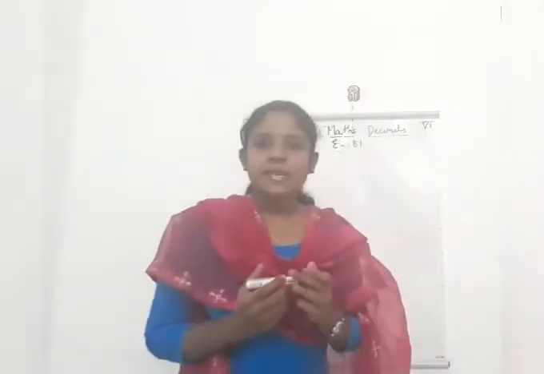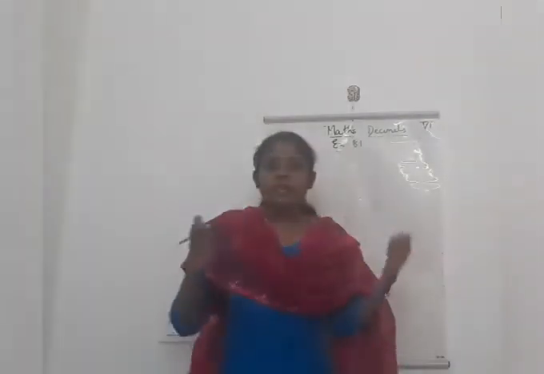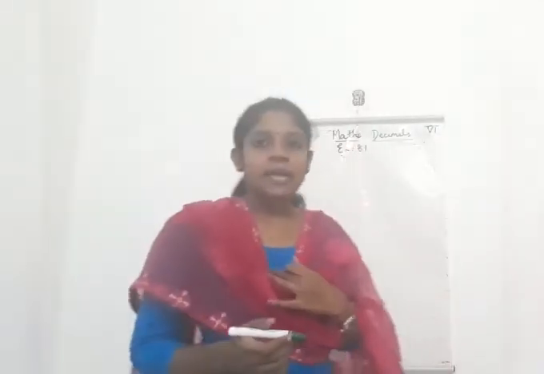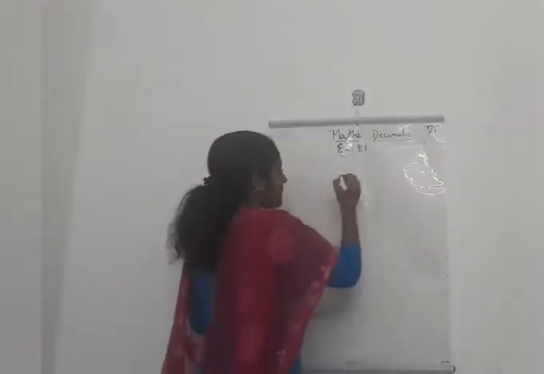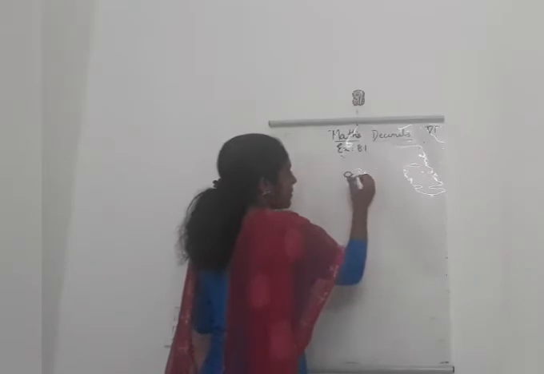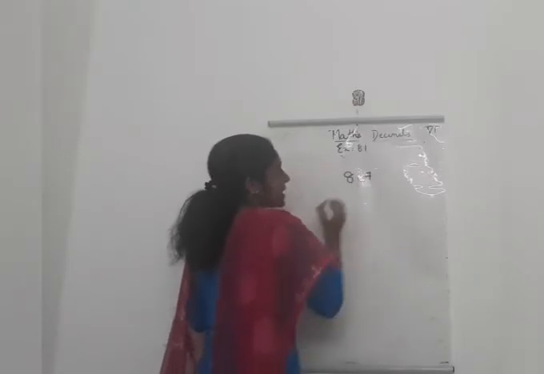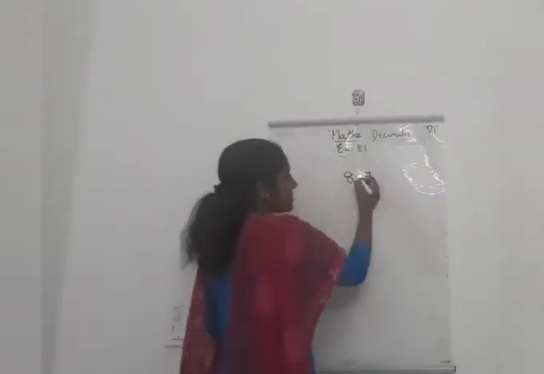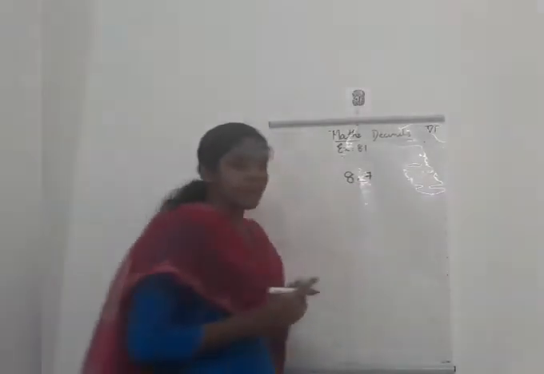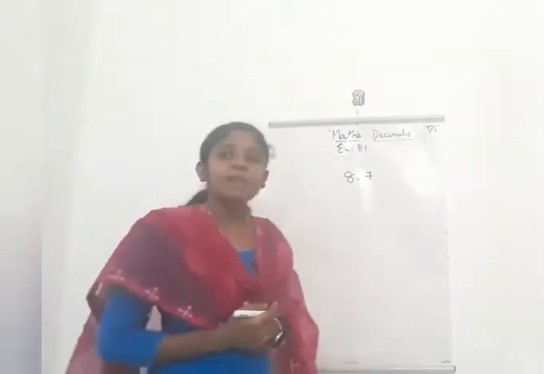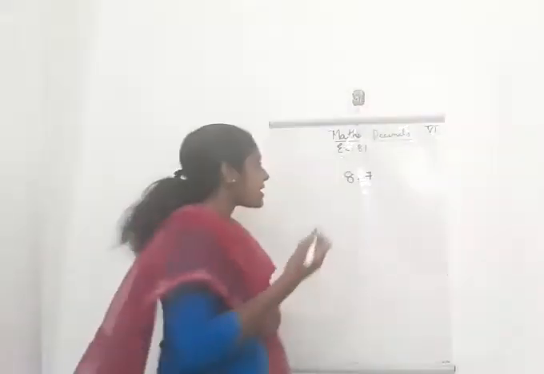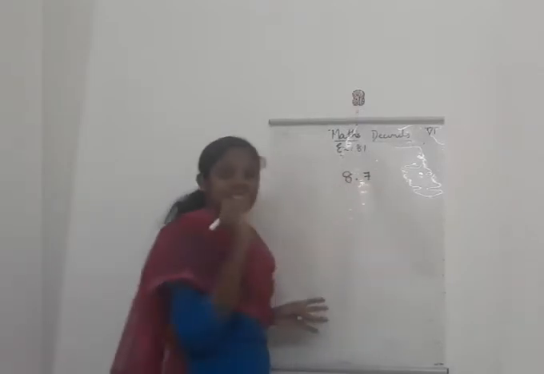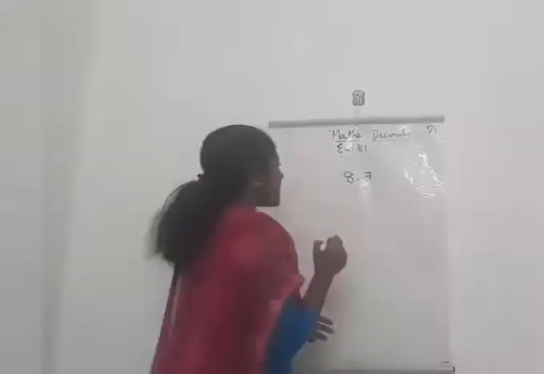So what is decimals? I know you have studied about decimals. So children, what is decimal? That is, if I write a number 8.7. So this number is called a decimal because there is a point in between. 8.7 is a decimal. And what does that point indicate? So for example, 8.7, this point indicates the place value. What is the place value?